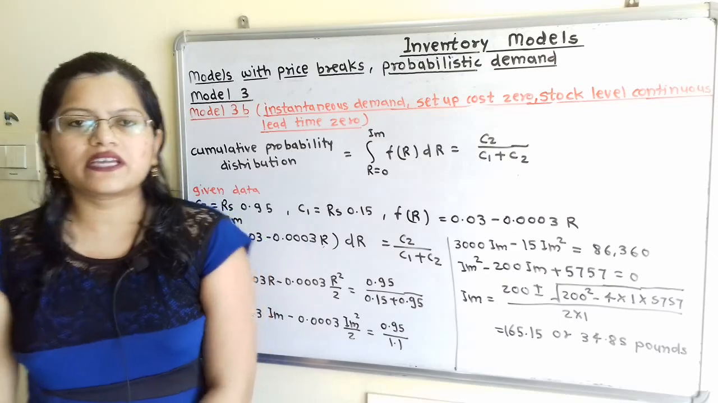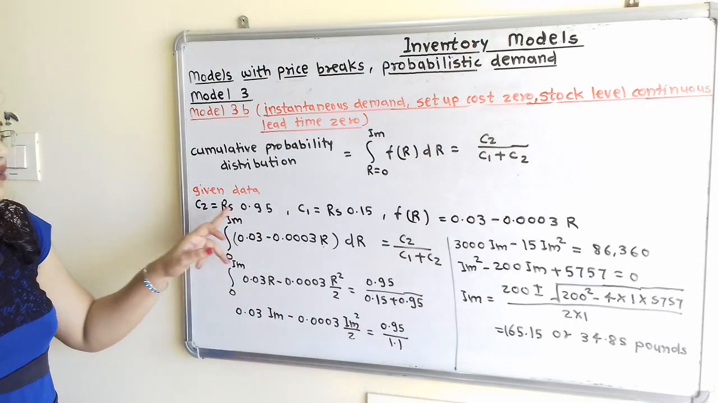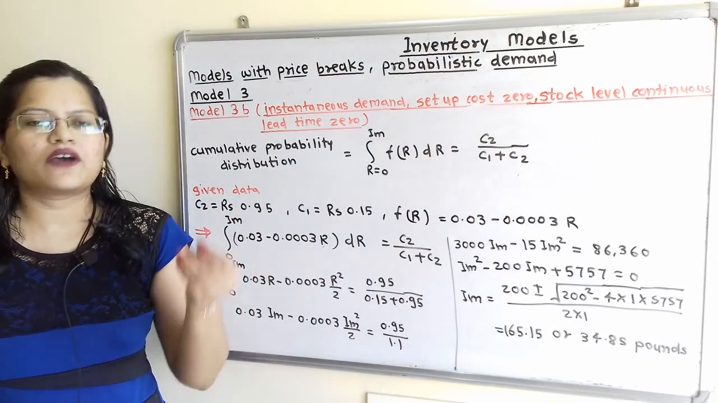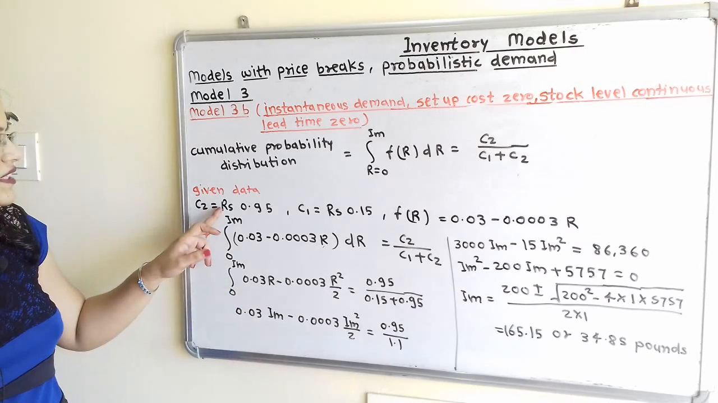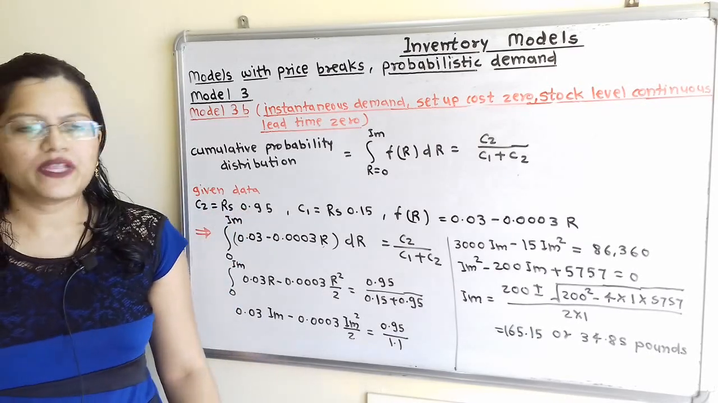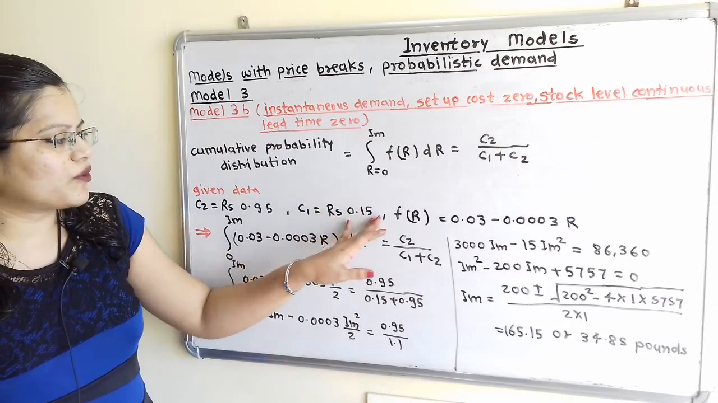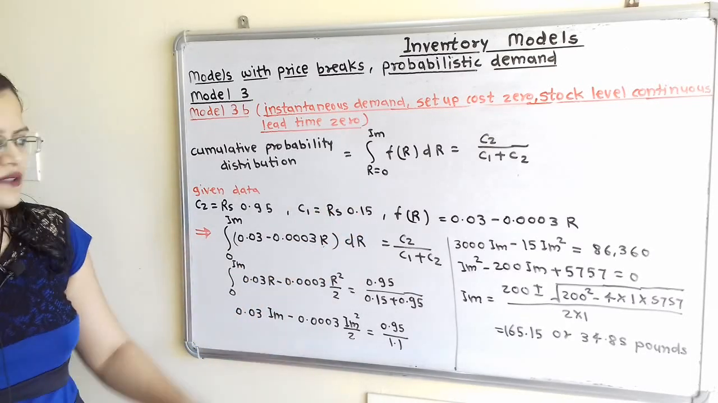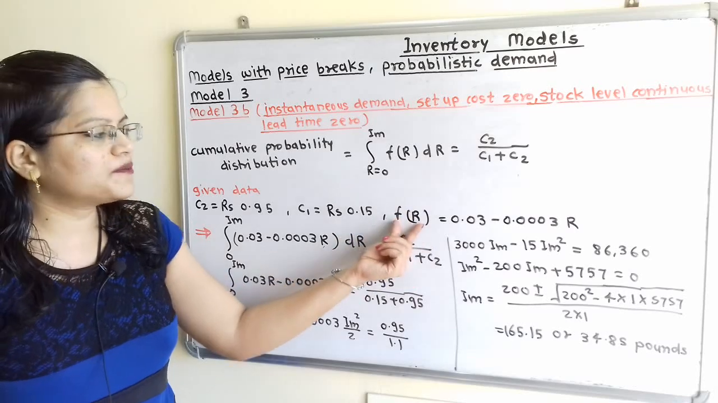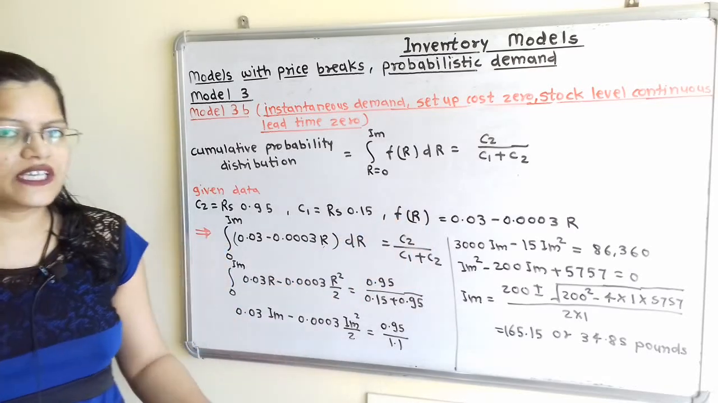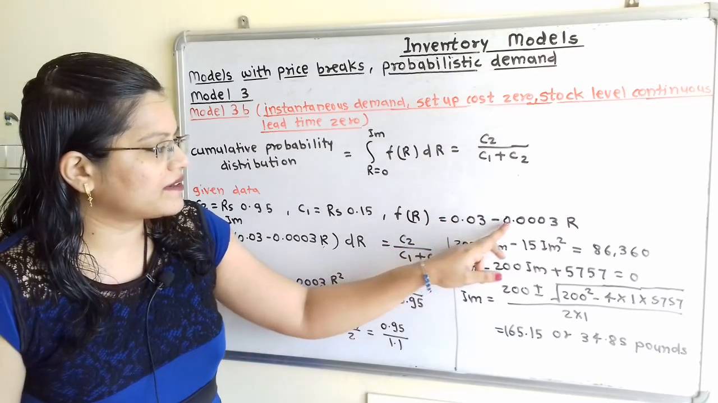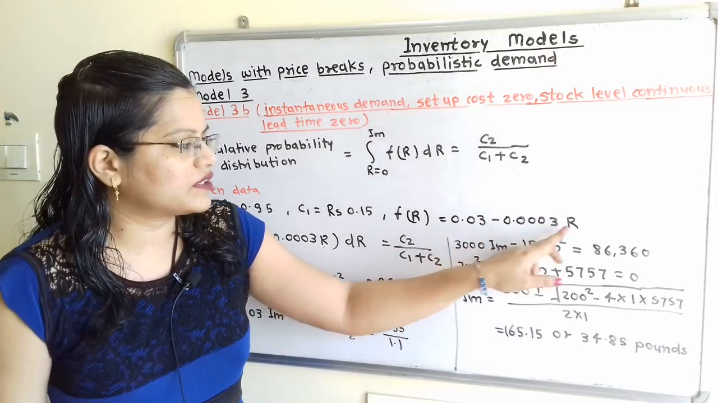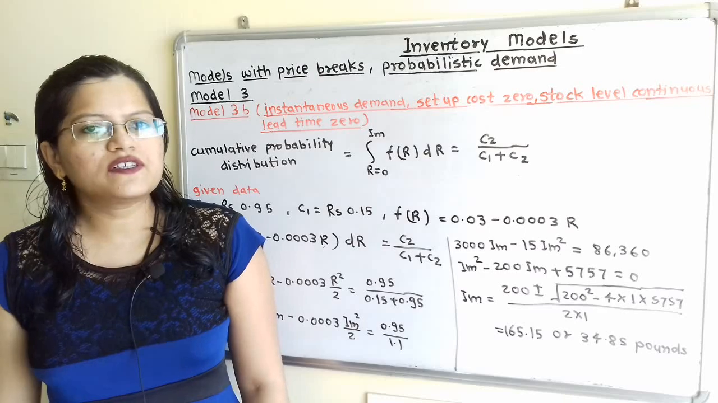Now we will move to the given data. So C2, that is for profit, is given. Now it is given in paise, so we have to convert it into rupees, that is rupees 0.95. C1 is rupees 0.15 and that is for loss. Then f of r: this probability density function is given in terms of demand rate r, 0.03 minus 0.0003 r.